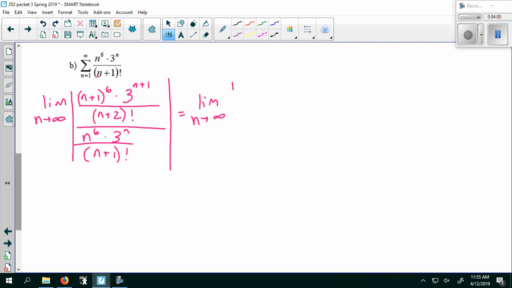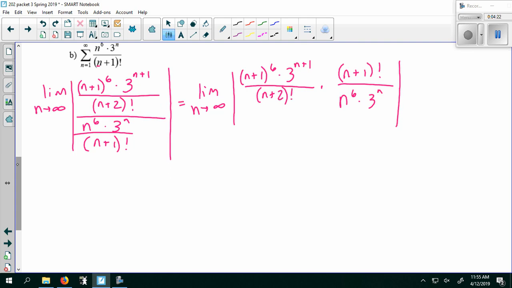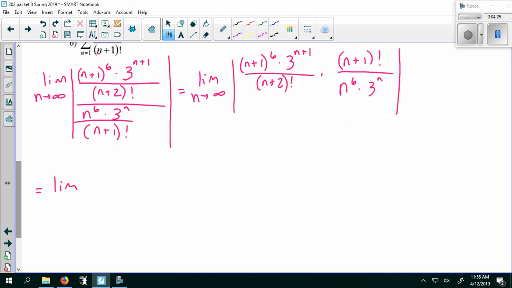So now I'm just going to flip and multiply. So I have n plus 1 to the 6th times 3 to the n plus 1 over n plus 2 factorial times n plus 1 factorial over n to the 6th times 3 to the n. So now I'm going to simplify. This is the limit as n goes to infinity. Okay, so my 3 to the n plus 1 over 3 to the n is going to reduce to 3 on top. So n plus 1 minus n is 1, so this becomes 3 to the first.